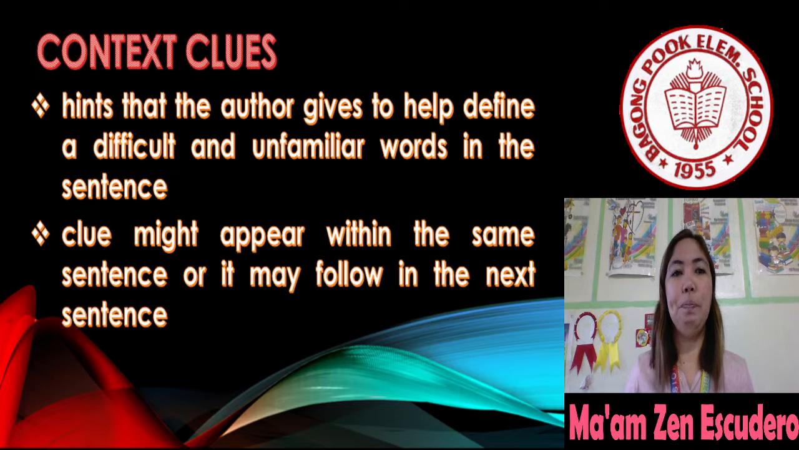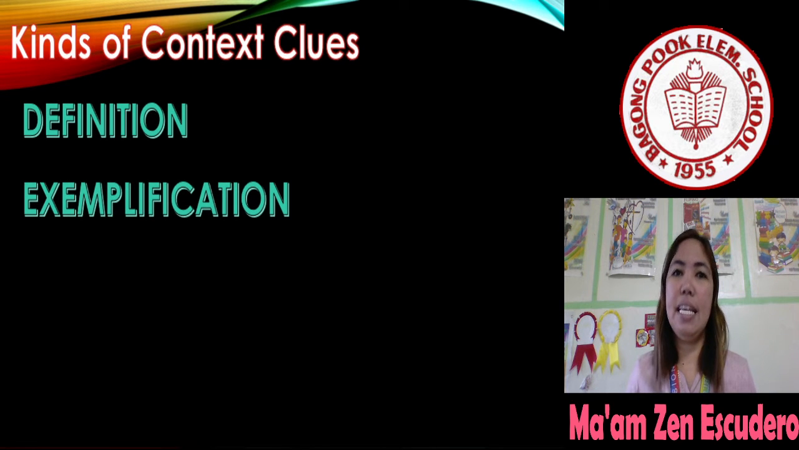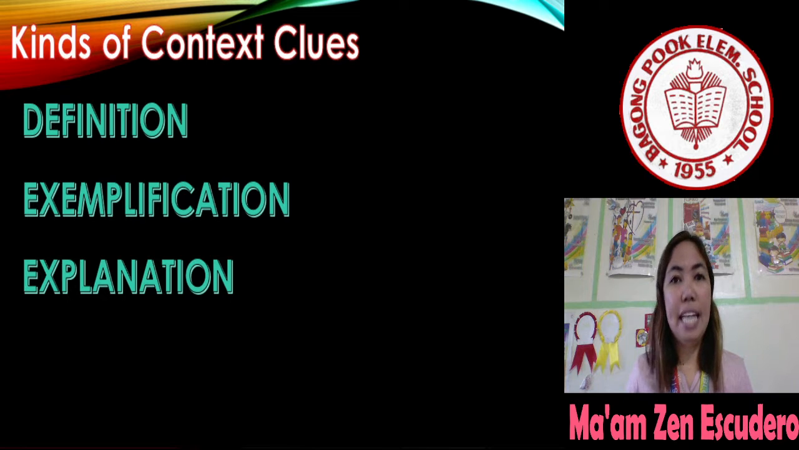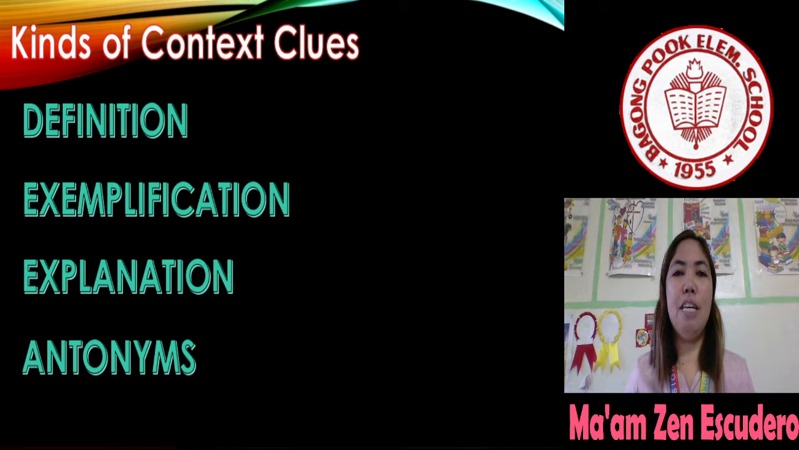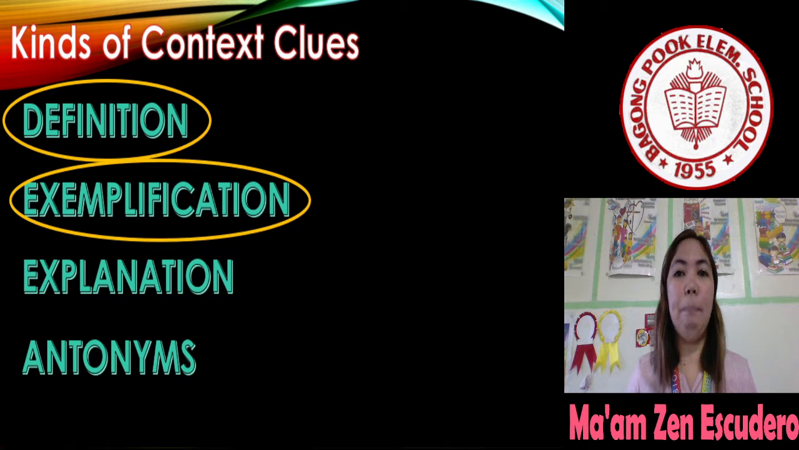There are actually four kinds of context clues. They are definition, exemplification, explanation, and antonyms. But today, we will be focusing on the first two kinds of context clues, and they are the definition and exemplification. Let's start with definition.